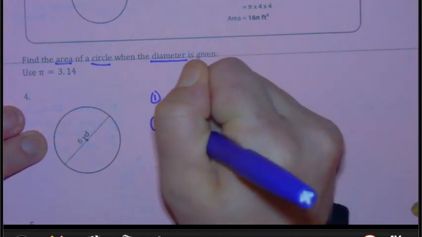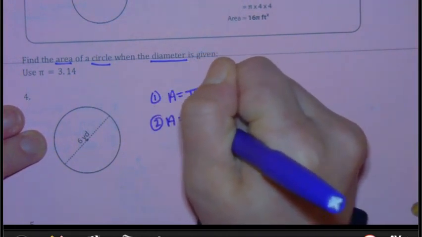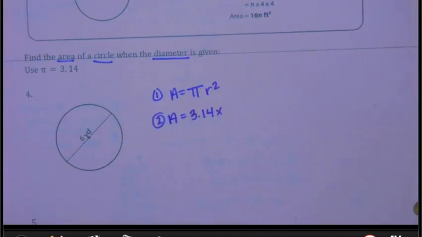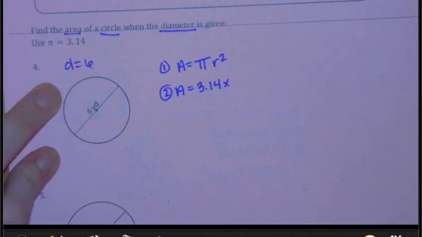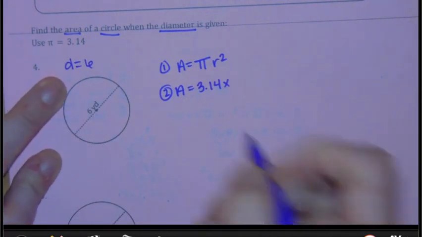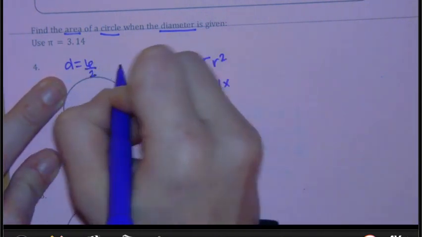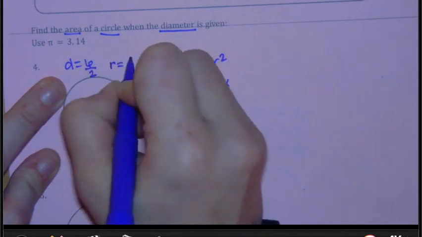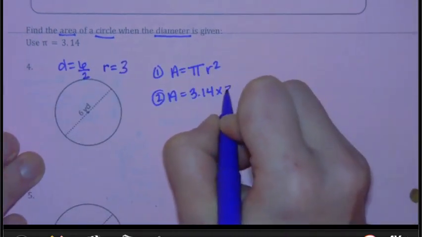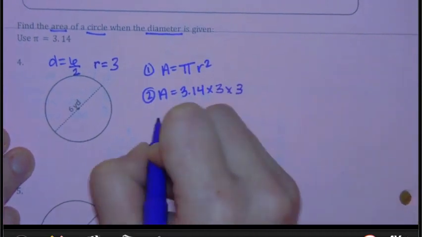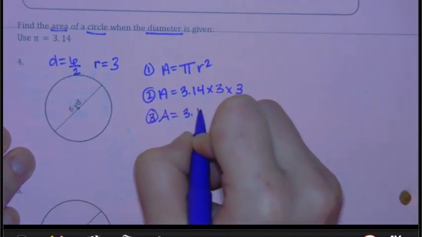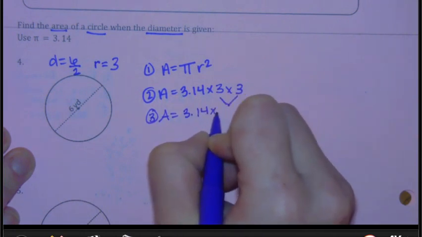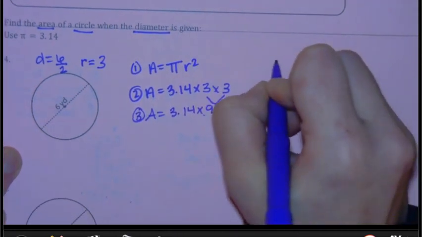Step 2, area is equal to 3.14 times, well, wait. R is my radius. I know the diameter. My diameter is 6. How do I get from the diameter to the radius? Well, I need to take 6 and divide it by 2 to get my radius is 3. So times 3 times 3. Step 3, A is equal to 3.14 times 9. I need to solve.